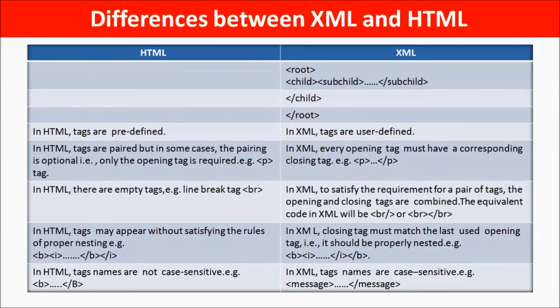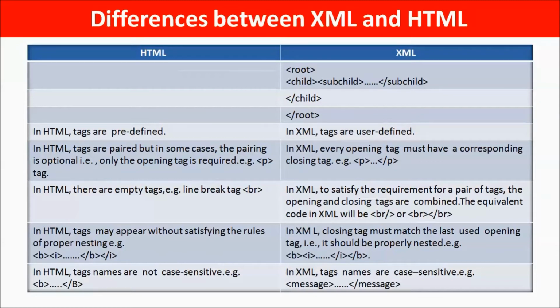Next point, in HTML, tags are predefined, but in XML, tags are user-defined. That means in HTML, whatever tags we have to use for making the HTML document are predefined, inbuilt tags, and only those specific tags can be used. But XML is also a tag-based language, and here the tags are user-defined. The user can define whatever the user wants to use. The user will form the tags himself. So in XML, tags are user-defined.